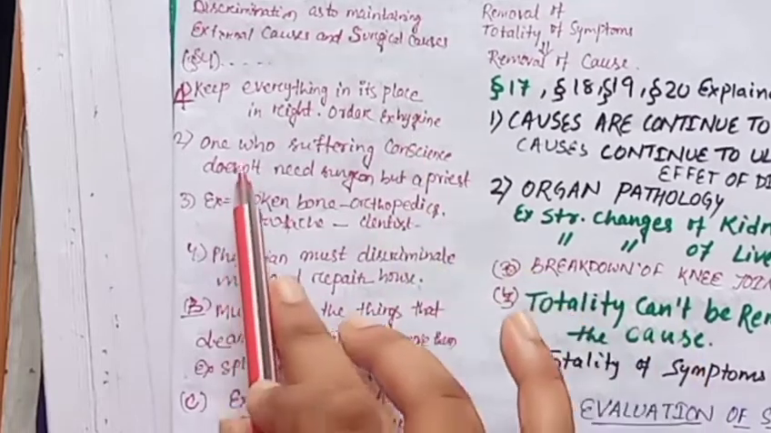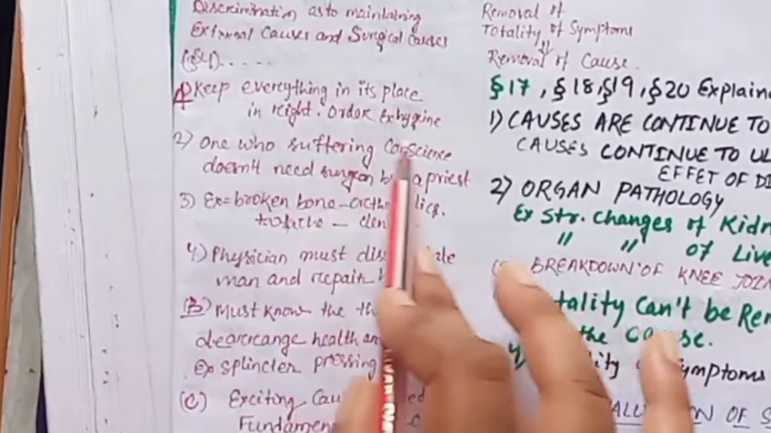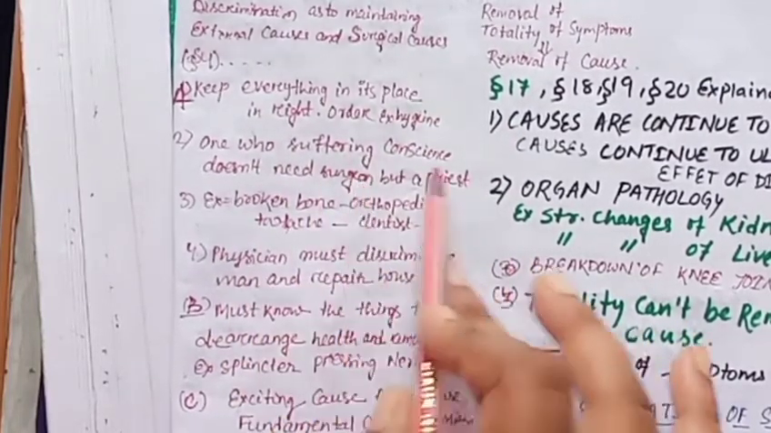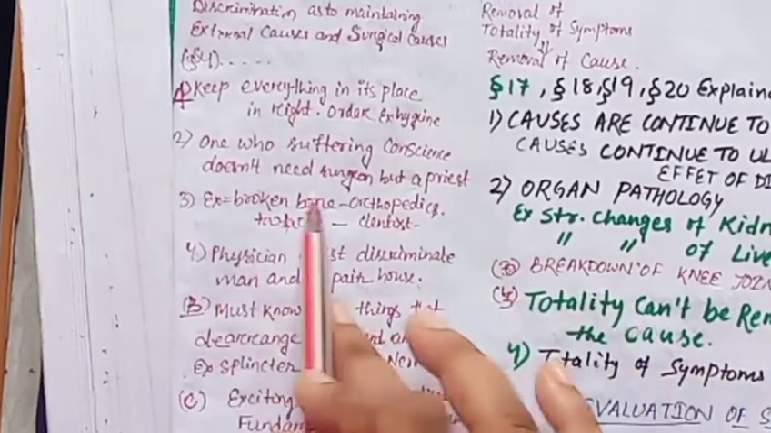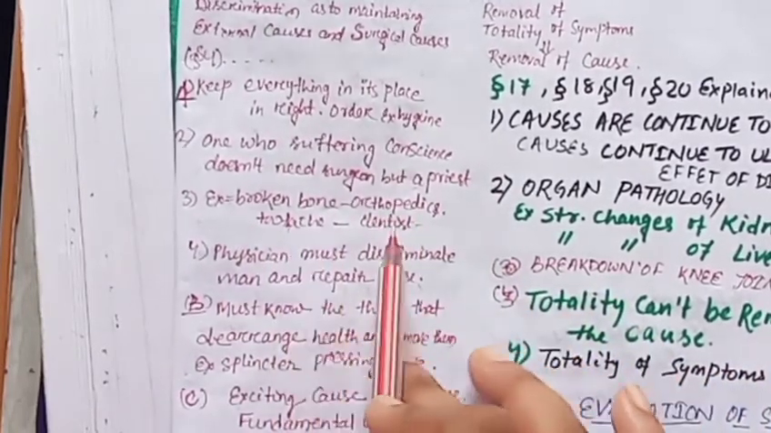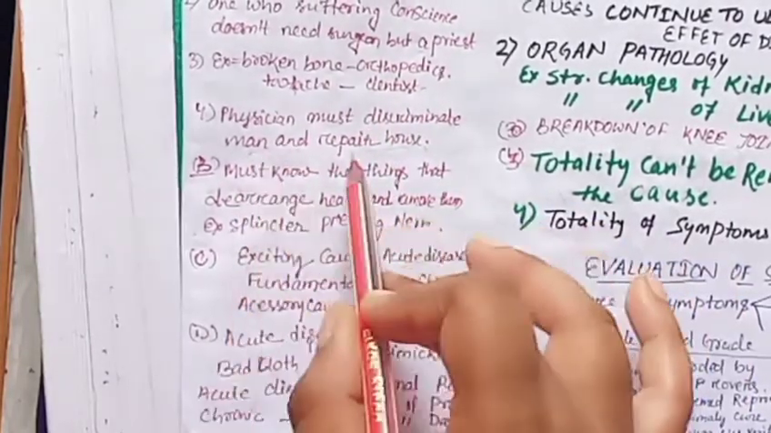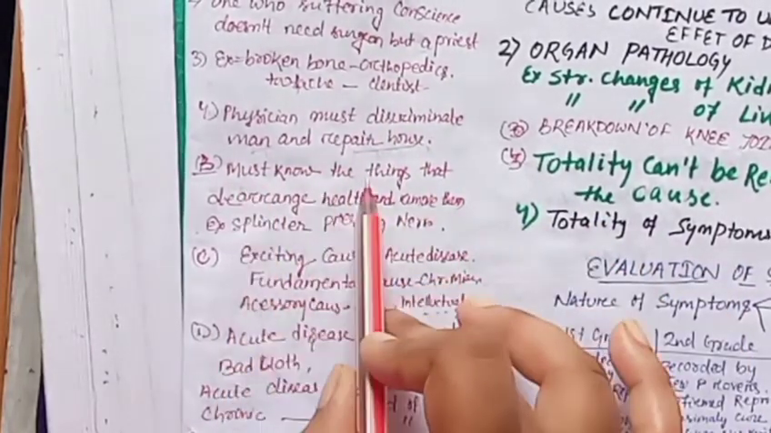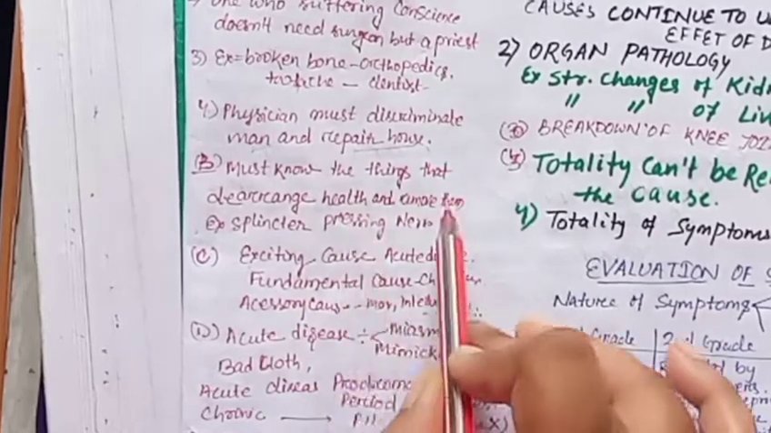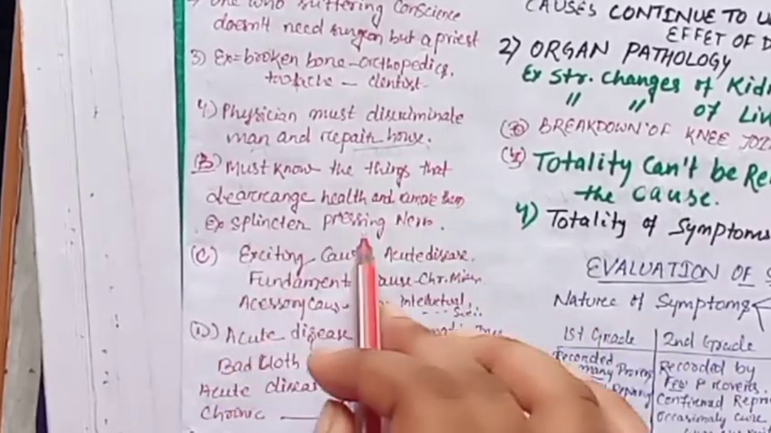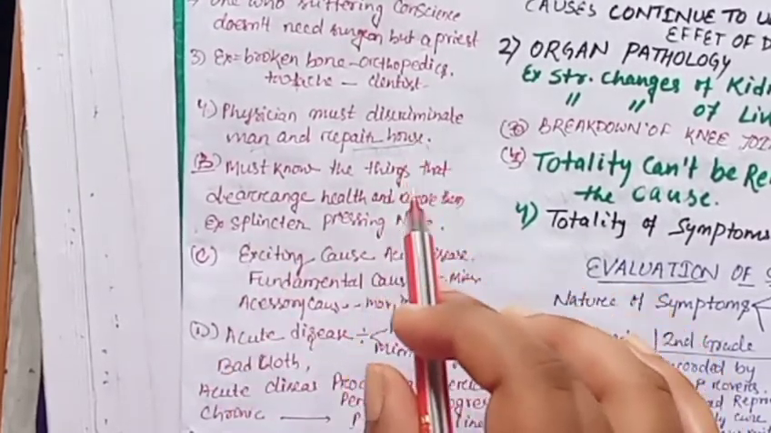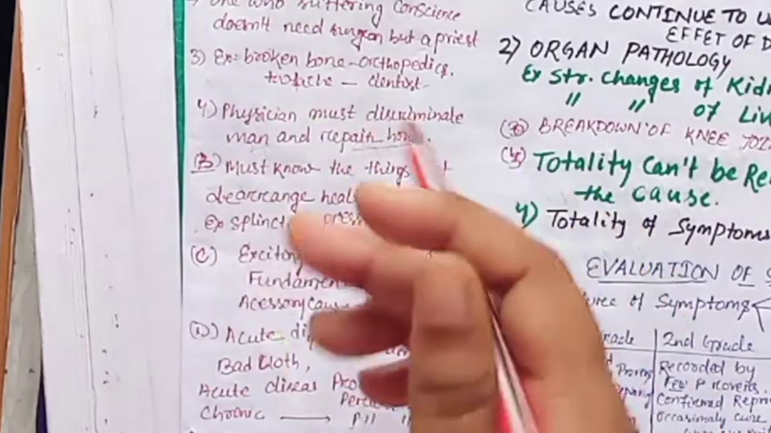Example, hygiene should be maintained. One who is suffering from a conscience problem does not need a surgeon but a priest. For example, a broken bone requires orthopedics, a toothache requires a dentist. But the physician must know the discrimination between a man and a repair house. So he must know the things that derange the health and remove them. Example, a splinter pressing a nerve. Remove the splinter, then you get relief.